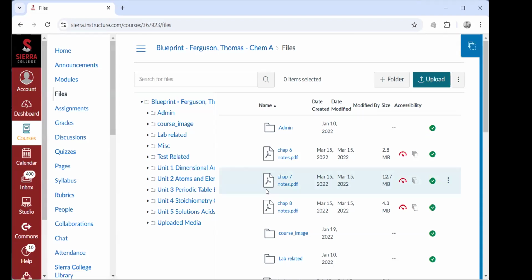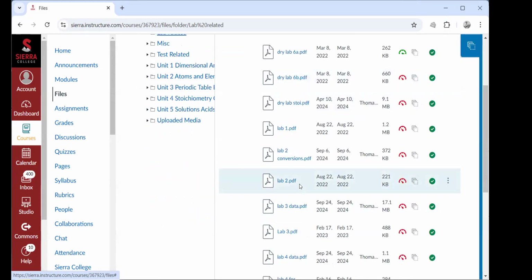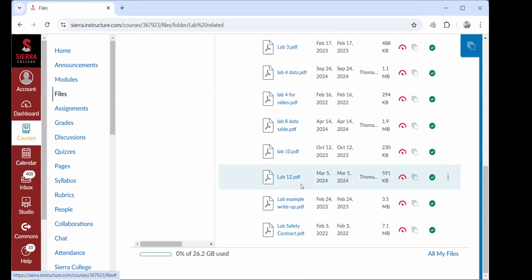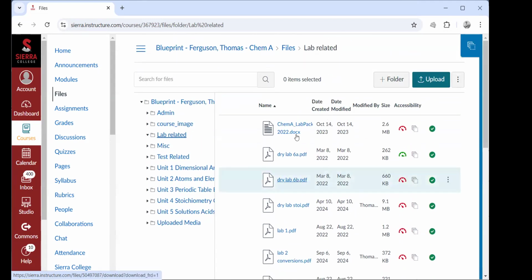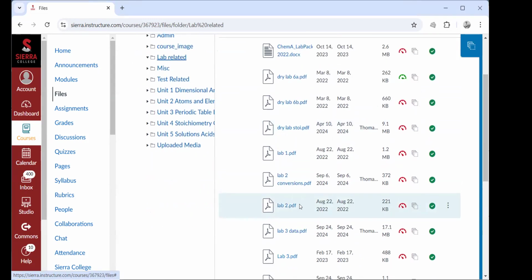So, this is files. We go to lab related. And let's see. Here is the lab. I saw the one on stoichiometry, but I don't understand. Here's lab 2. That's the one we're doing today. And there should be a lab 1, oh, I just missed it. So yeah, they're both there. Okay, thank you. It doesn't say dry lab. It says lab 1 and 2. Okay. Thank you so much.